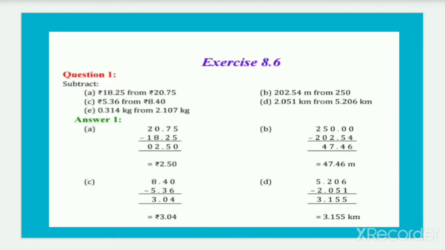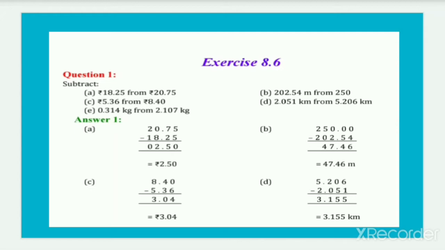It is very easy. First question we have this subtract question. So we have rupees 18.25, we have to subtract from 20.75, right? So it is already given that we have to subtract from this number. So what we will do, we will take first number like 20.75, then we will subtract 18.25 from it, right? When we subtract both the numbers, it is very easy. You all have learned in your small classes how to subtract. So the answer will be 2.50.